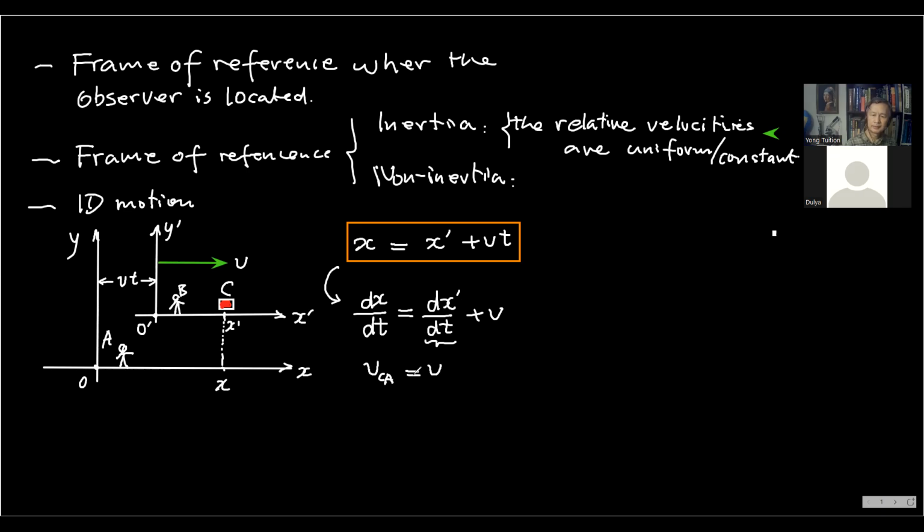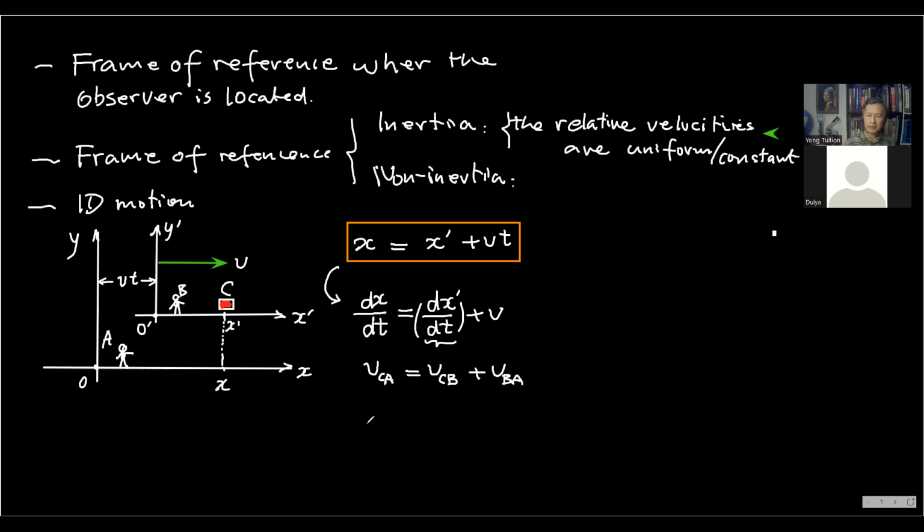X dash. Who observes this velocity? Oh, VA. No, the observer B. Oh, VB, because B uses their own coordinate. This guy cannot use B's coordinate. So this should be velocity C relative to B. Do you agree? Now the third velocity can be written as B relative to A. Have you studied this formula in mathematics?